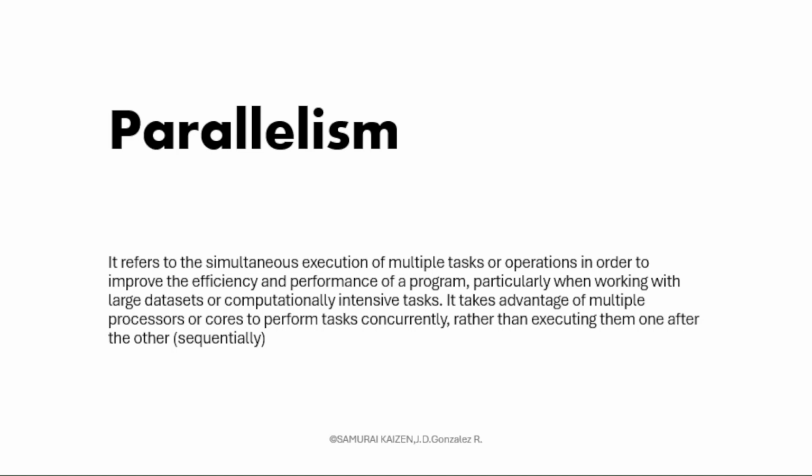Parallelism. It refers to the simultaneous execution of multiple tasks or operations in order to improve the efficiency and performance of a program, particularly when working with large data sets or computationally intensive tasks. It takes advantage of multiple processors or cores to perform tasks concurrently, rather than executing them one after the other, sequentially.